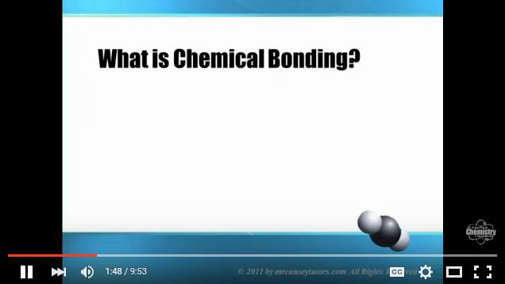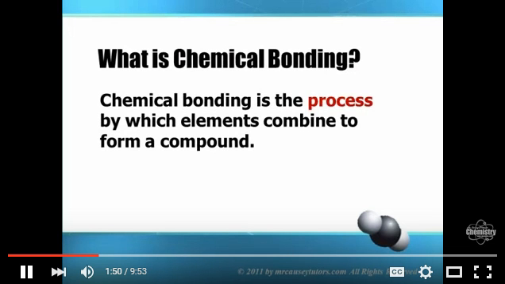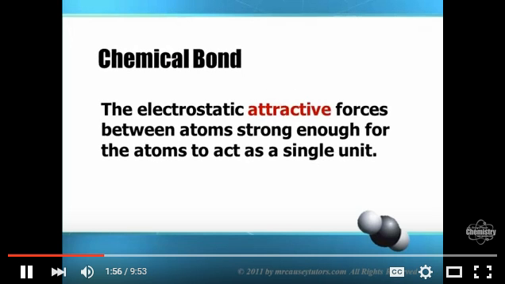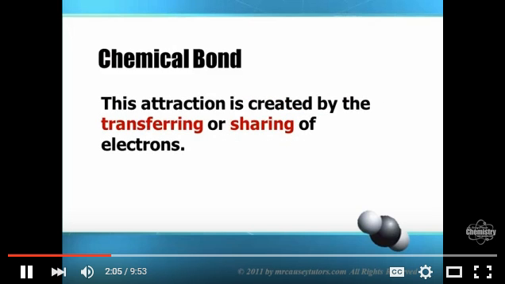What is chemical bonding? Chemical bonding is the process by which elements combine to form a compound. And a chemical bond is the electrostatic attractive forces between atoms strong enough for the atoms to act as a single unit. This attraction is created by the transferring or sharing of electrons.